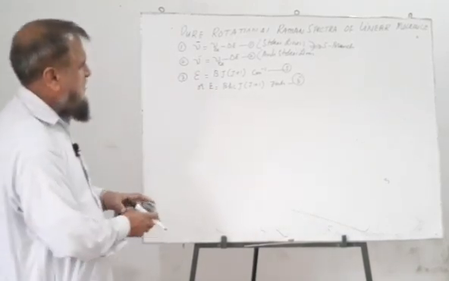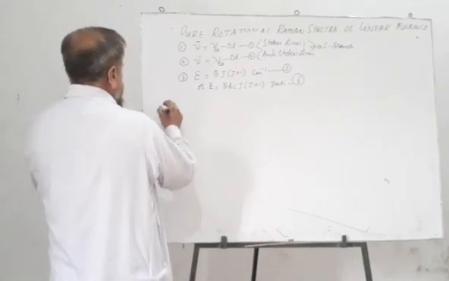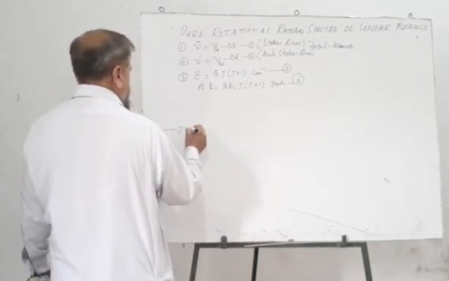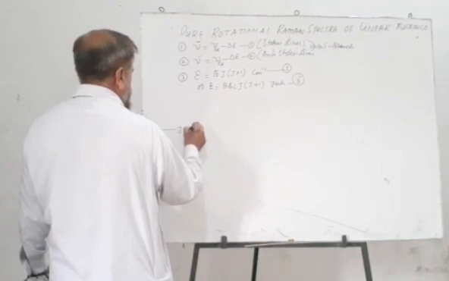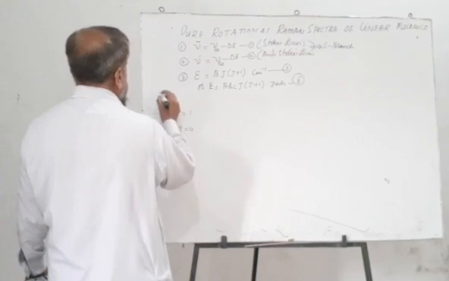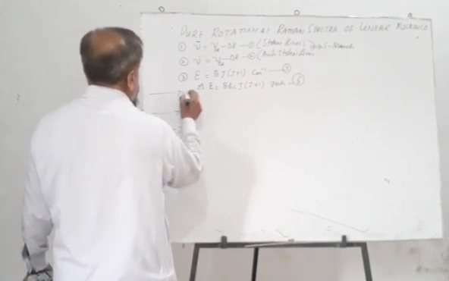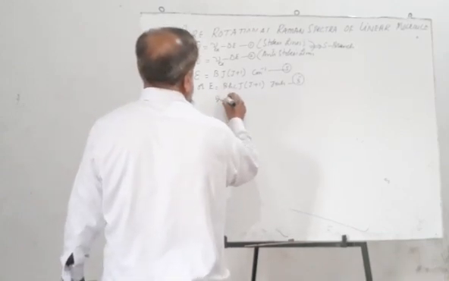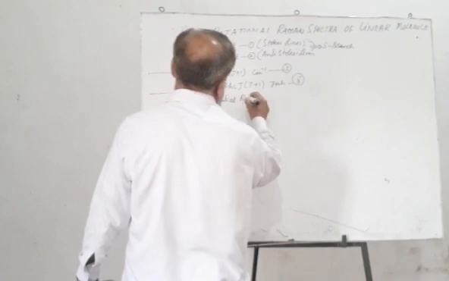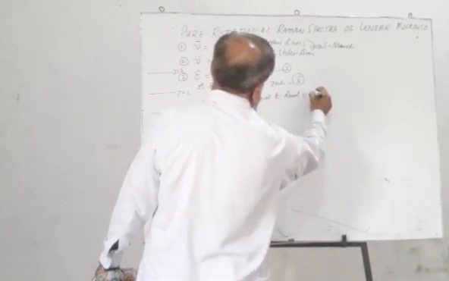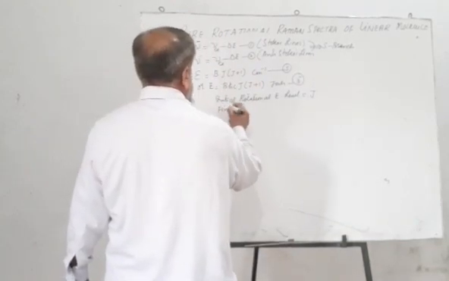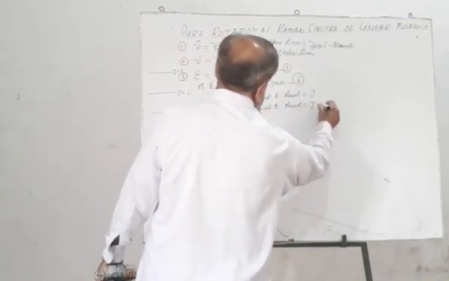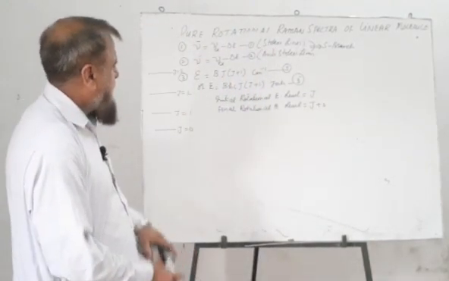Now we come back to the original position. Let us suppose that we have a molecule which is present in any energy level, say J is equal to 0, J1, J2 and J3. Let us suppose that the initial rotational energy level is J. Its initial rotational energy level is denoted by J, and the final rotational energy level has a quantum number J plus 2, as is the requirement for Raman spectroscopy.